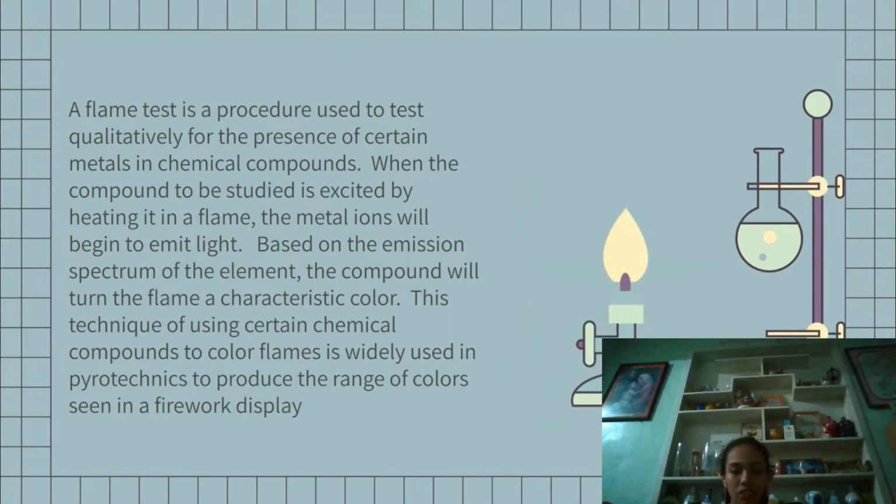A flame test is a procedure used to test qualitatively for the presence of certain metals and chemical compounds. When the compound to be studied is excited by heating it in a flame, the metal ions will begin to emit light. Based on the emission spectrum of the element, the compound will turn the flame a characteristic color.